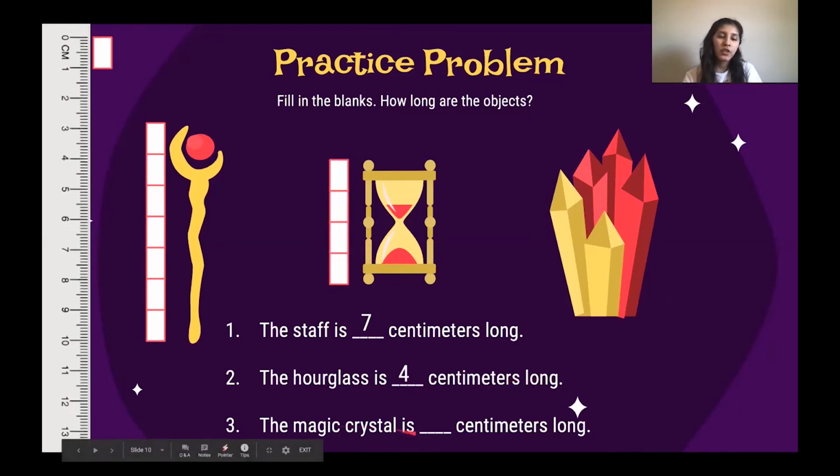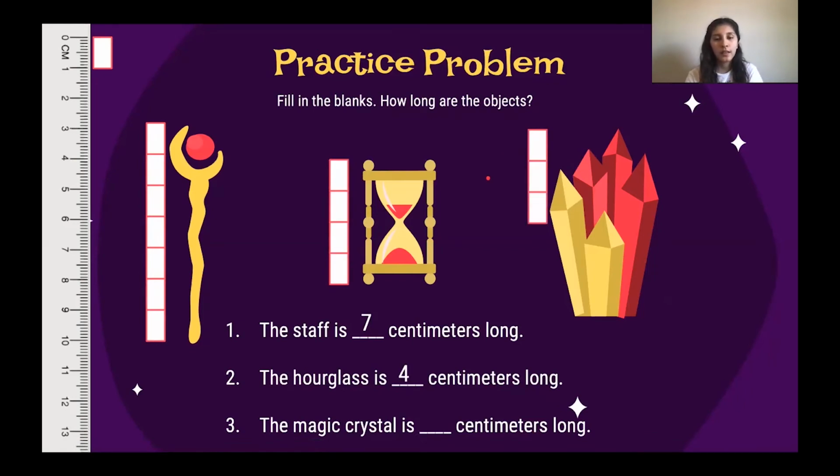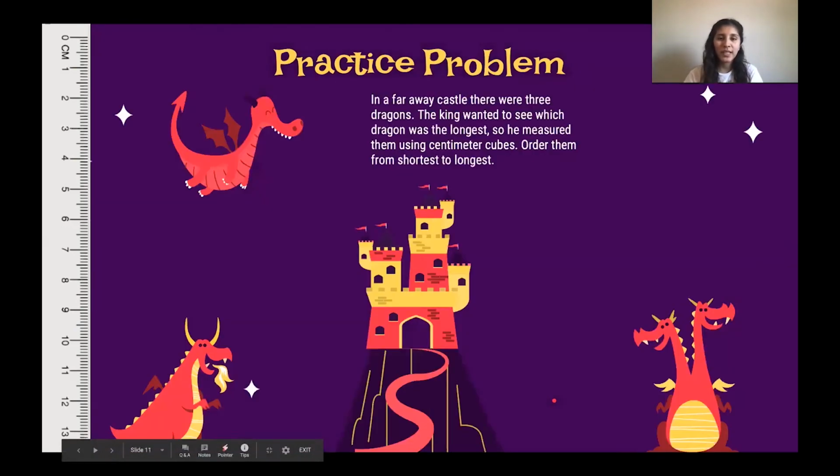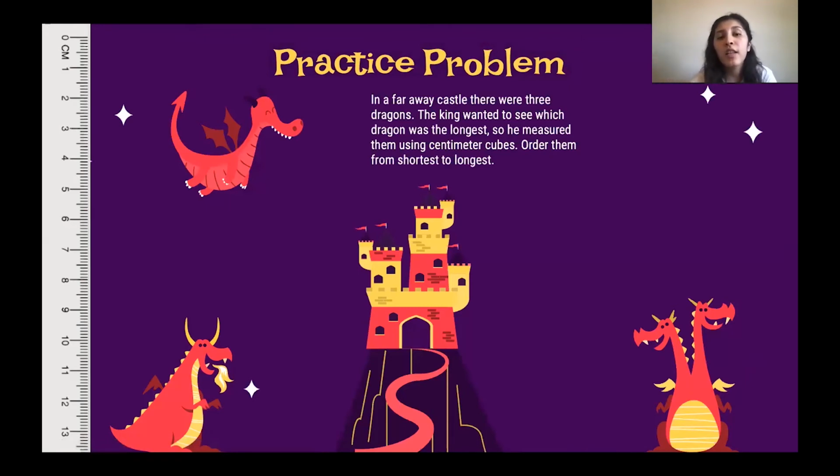Now it says the magic crystal is blank centimeters long. Let's go ahead and measure this one as well. It's 1, 2, 3, 4, 5, and 6. So the magic crystal is 6 centimeters long. Nice. Okay, so now this one is like a little story.